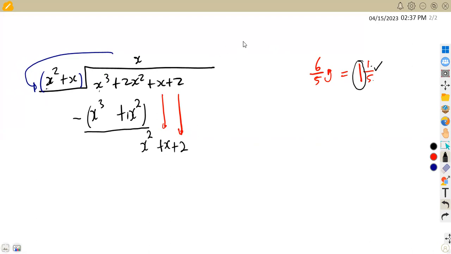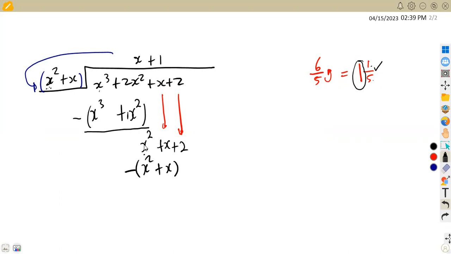All right, we can divide again. The condition is always the first term versus the first term. So now x squared divided by x squared gives us 1. So 1 is going to multiply everything: 1 times x squared plus x is x squared plus x. Then we subtract.